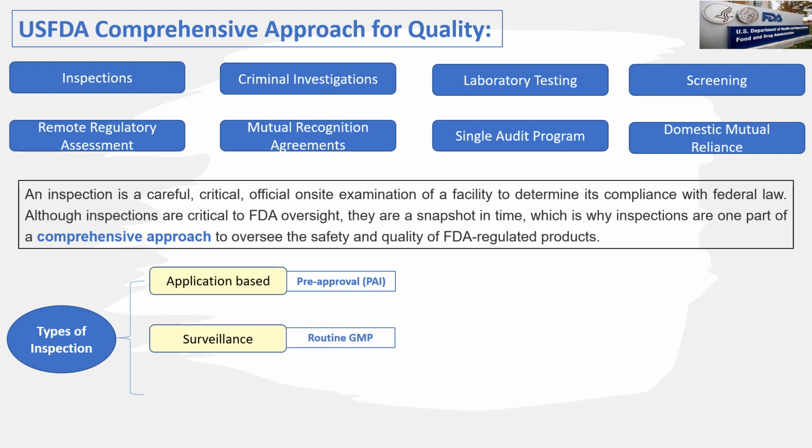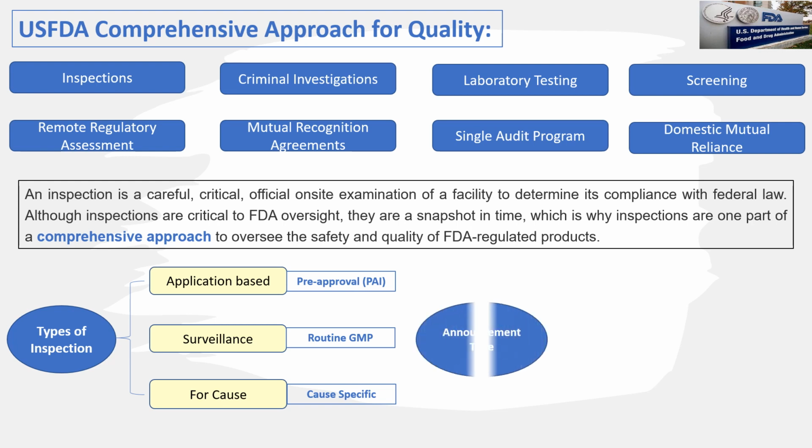Then there is a surveillance inspection, which is called a routine GMP inspection. So for the firms which are routinely supplying to the US, there's a periodic risk-based frequency on which the US FDA inspects the firm to ensure compliance with the regulations and other associated aspects. And the third one is for cause, which is a cause specific inspection. So in this case, whenever there's some market complaint or a potential recall, a stability failure or any other thing, a specific inspection can be triggered to ensure that appropriate CAPAs have been taken and addressed.